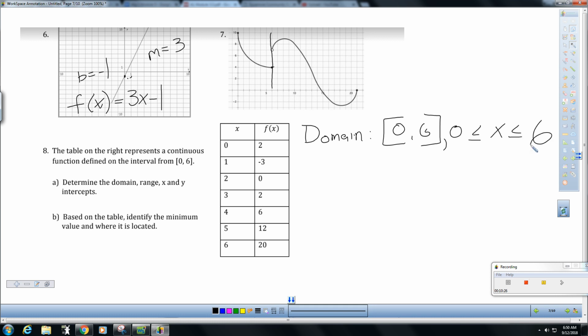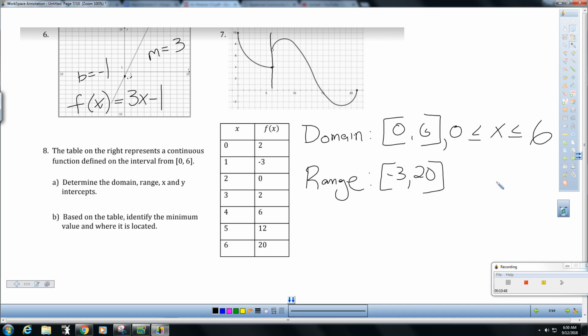Okay? The range. Well, Y, it looks like, can be as small as negative 3 and as big as 20.